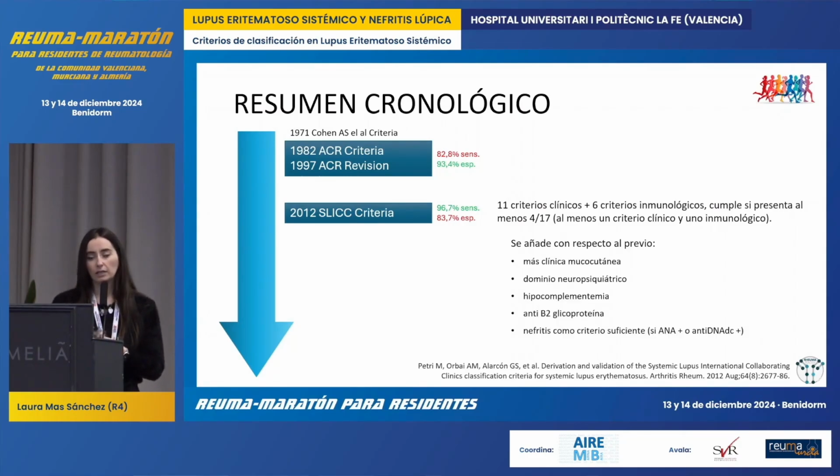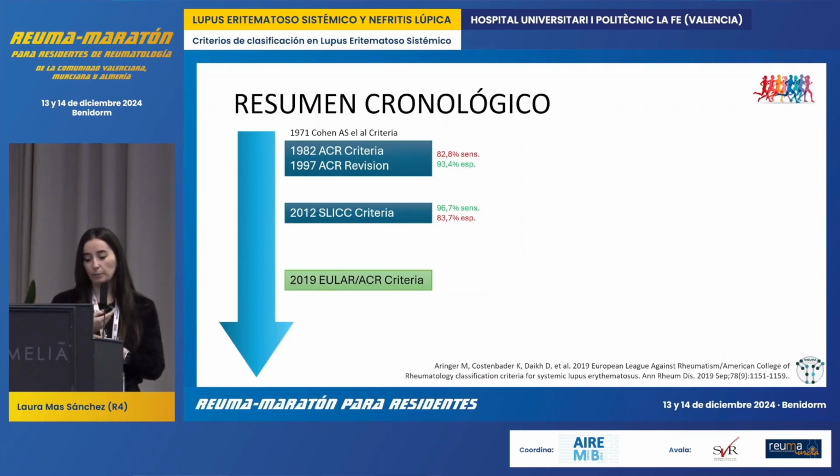Compared to the 1997 criteria, our starting point, what did the 2012 criteria add? They added more mucocutaneous clinical features, included lupus, the neuropsychiatric domain, added hypocomplementemia, and anti-beta-2 glycoprotein antibodies, because only the other 2 antiphospholipid antibodies from APS were included in the lab criteria, along with lupus nephritis as a sufficient criterion, as long as the patient had positive ANA or anti-DNA. Over the years, the SLICC criteria were the ones used up until around 2019, which is when EULAR ACR reviewed and once again revised these criteria.